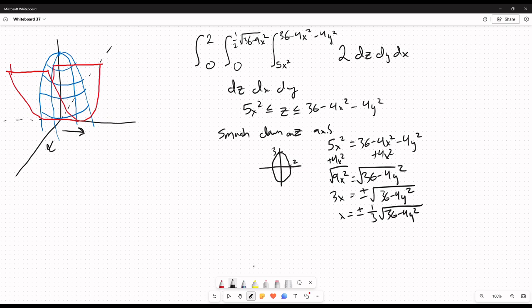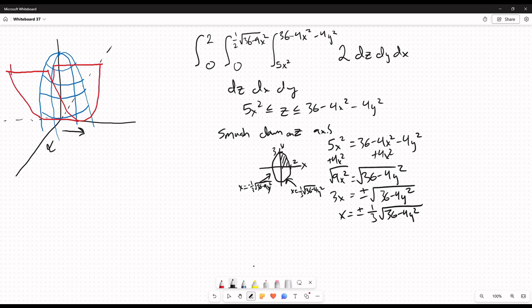But if you recall, I'll label this x and y, we're only using where x and y are both positive. So x isn't going to be between negative 1/3 square root of 36 minus 4y squared and positive 1/3 square root of 36 minus 4y squared, which we might get if we just looked at the graph. This right half is my positive. This left half is my negative. My x coordinates aren't going between that, they're just going between 0 and that.